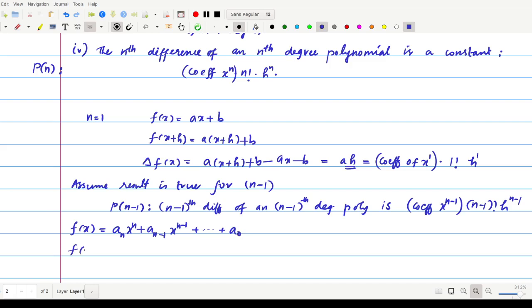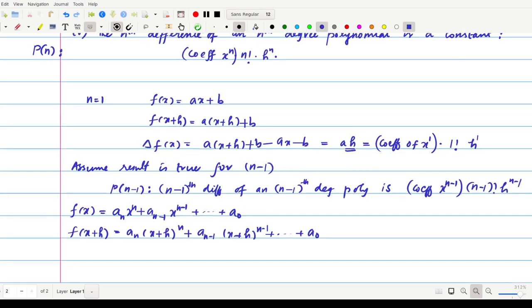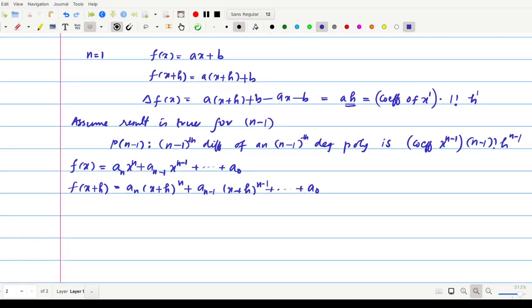In order to consider the difference, we write f of x plus h here. So this is nothing but a n times x plus h raised to n plus a n minus 1 times x plus h raised to n minus 1 plus etcetera, plus a naught. The last term will be the same. Now we consider the forward difference. We need to consider the nth difference, so we evaluate delta n of this f of x.